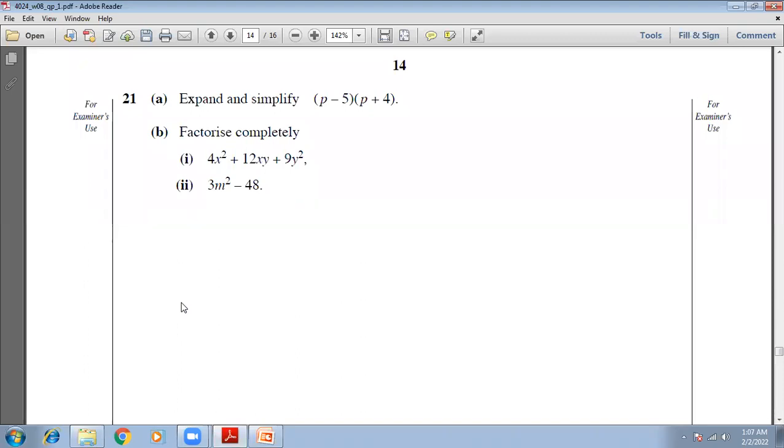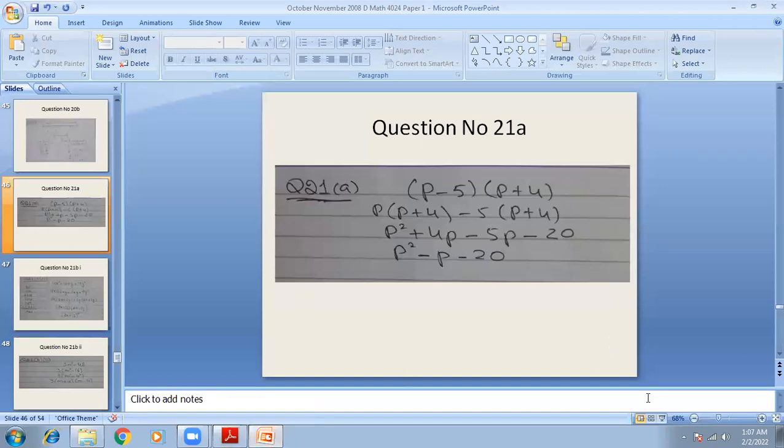Then we have factorized completely. You have 4x square plus 12xy plus 9y square. And the second part is 3m square minus 48. So let me show you. Question number 21.